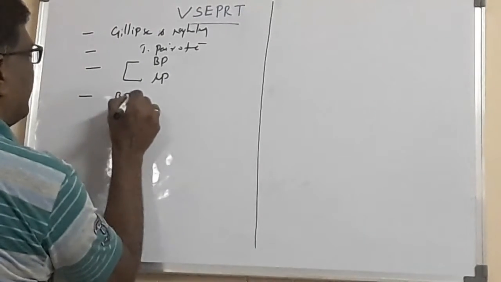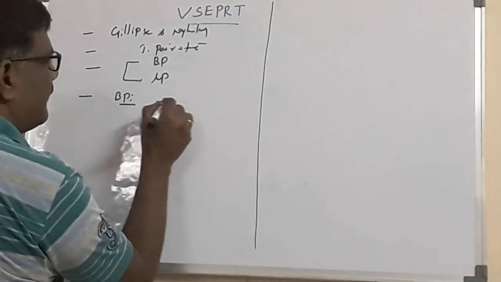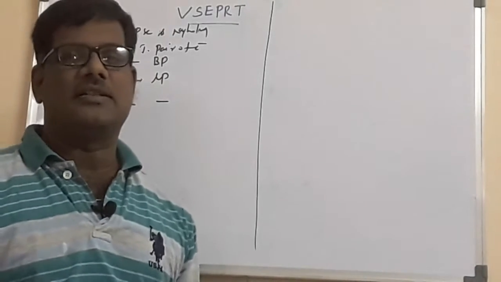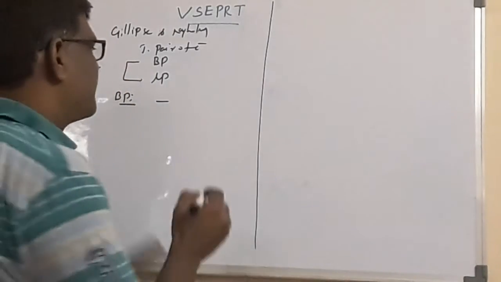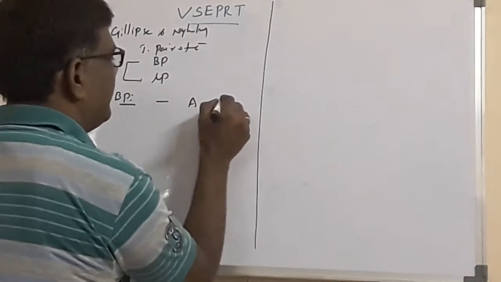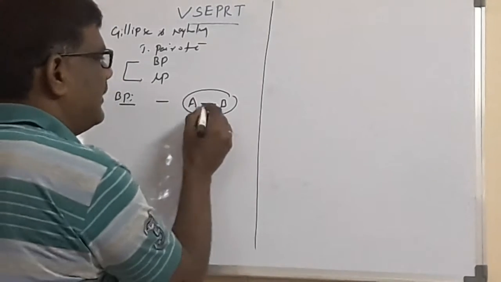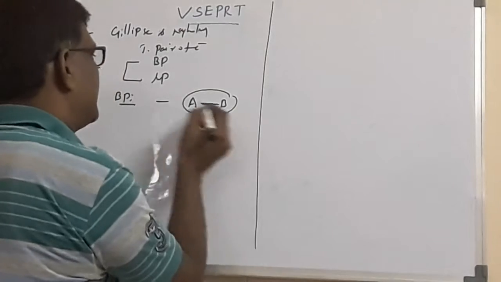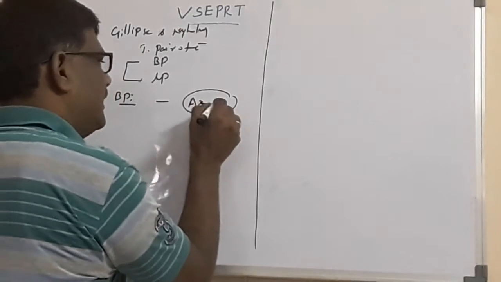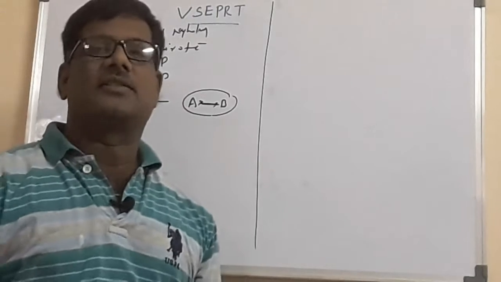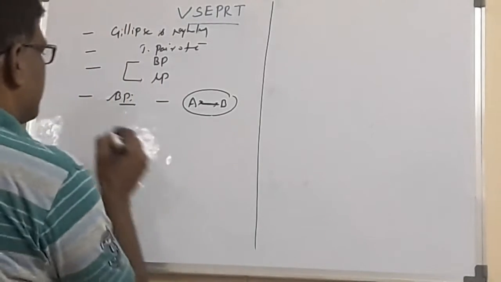What is the bond pair of electrons? The pair of electrons which participates in the chemical bonding is called the bond pair. These bond pairs always lie in between the two atoms because they are participating in the chemical bonding. The electron pair which participates in the bonding is called the bond pair of electrons.